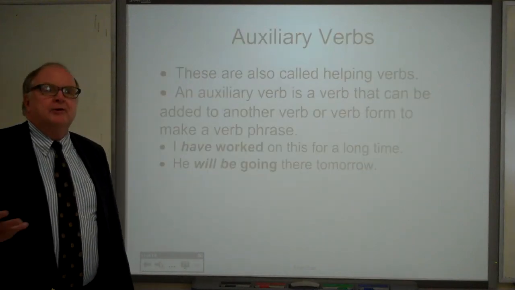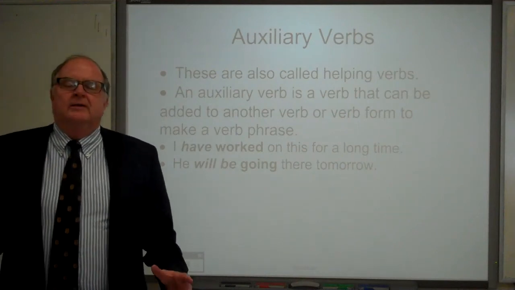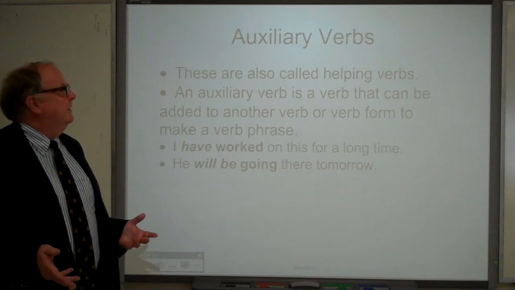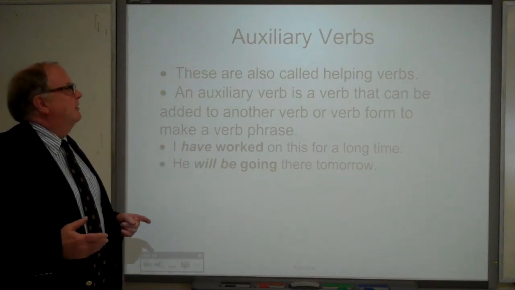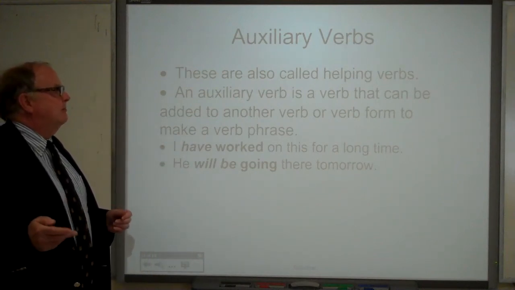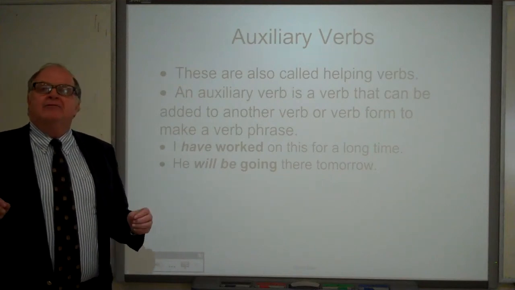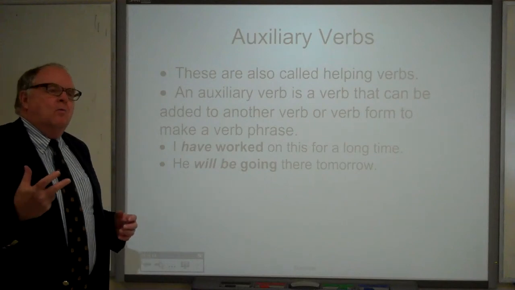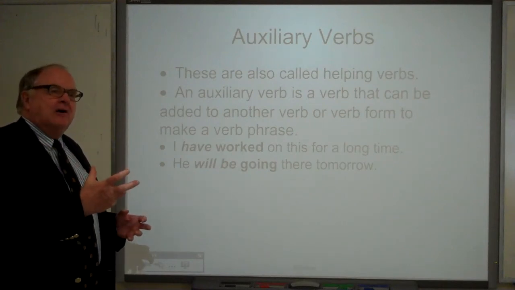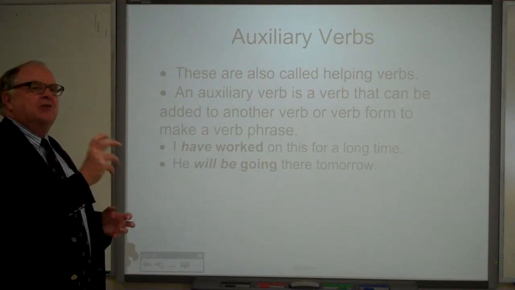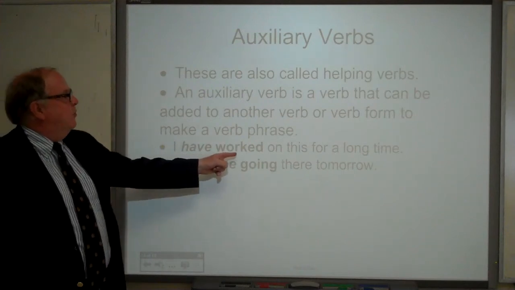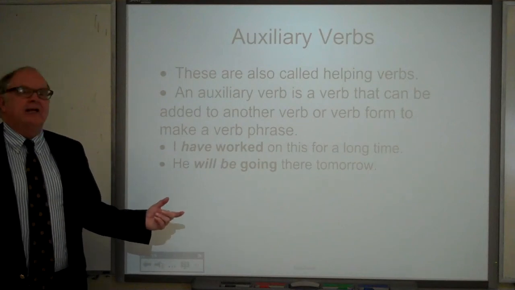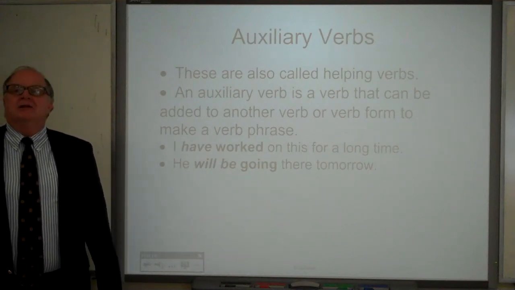Okay, third type of verb that we use in English we call auxiliary verbs or helping verbs. An auxiliary verb is a verb that can be added to another verb or verb form to make a verb phrase. In other words, you have more than one word together that altogether form a phrase that is a verb. So, I have worked on this for a long time. Have worked is a verb phrase. Have is the auxiliary verb.